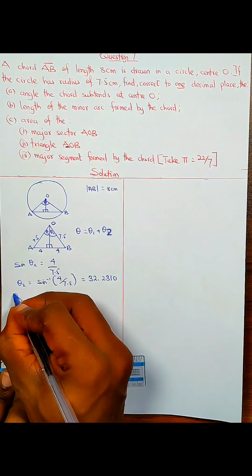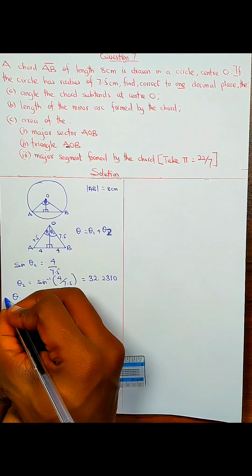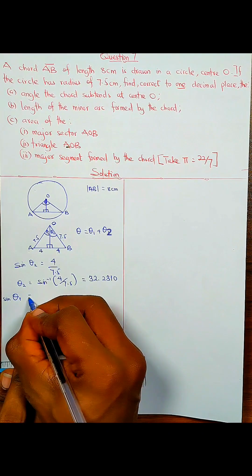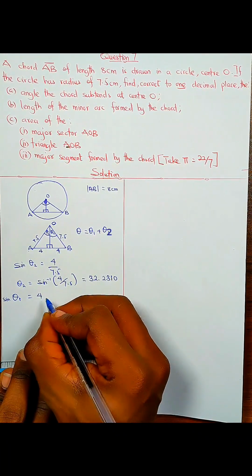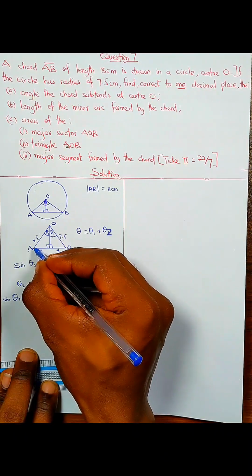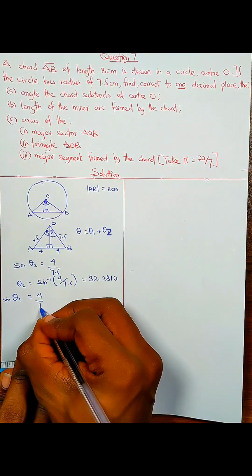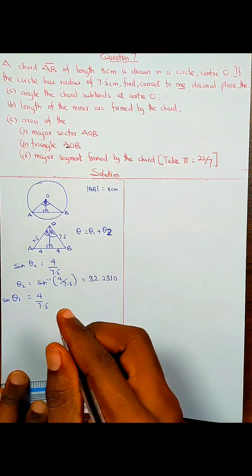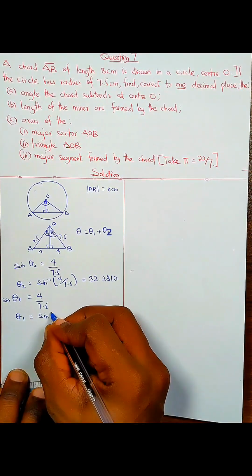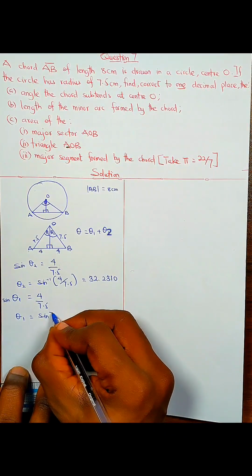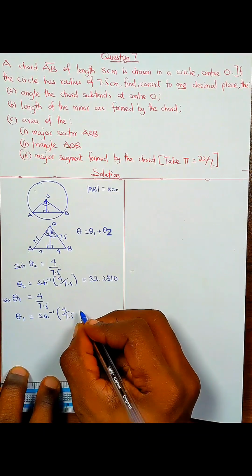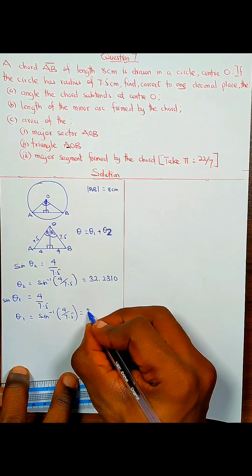Let's find theta 1. Sine theta 1 is also going to give us 4, that is opposite over hypotenuse, because this is the hypotenuse, over 7.5. So theta 1 is also going to give us the same value, sine inverse of 4 over 7.5. It is giving us the same value.